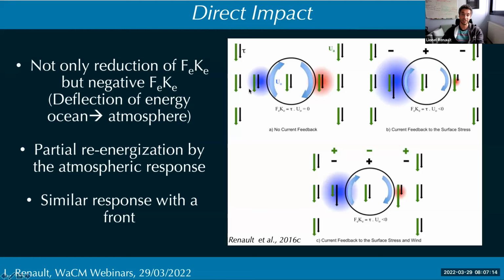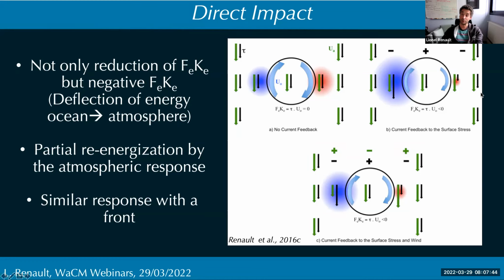On the other side of the eddy, that's the other way around. The current is going in the opposite direction, so that the scalar product is negative, and there is a deflection of energy from the eddy to the atmosphere. So basically, when we integrate the wind work over the eddy, we have a zero wind work. We don't have any net transfer of energy between the eddy and the atmosphere. So the eddy is not directly sensitive to the wind.